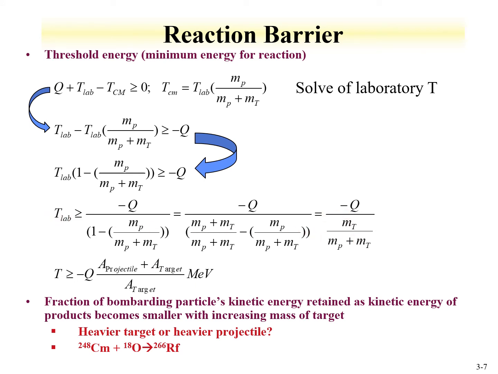We rearrange. We substitute the mass for A, which is a reasonable substitution. And we come up with this very simplified equation where this threshold energy, this minimum energy for the reaction, is equal to the negative of the Q value times the mass of the projectile plus the mass of the target divided by the target mass. So you can use this to evaluate whether we should use a heavier target or a heavier projectile. And as we discussed earlier, by inspection we could see that we prefer to use a heavier target if possible.